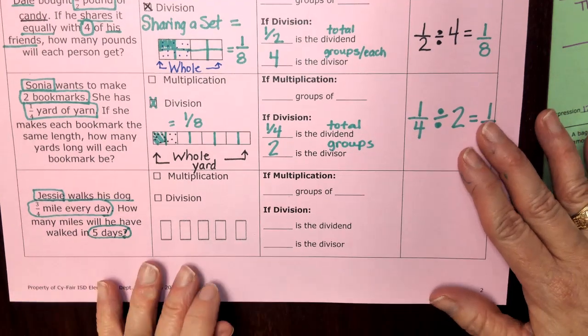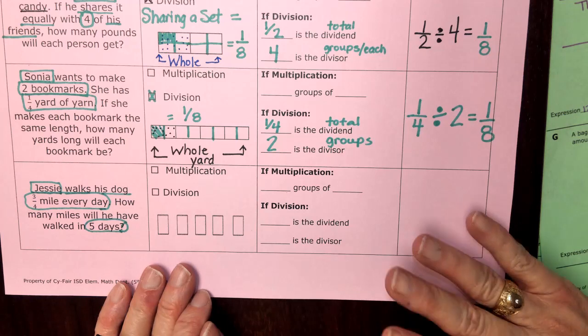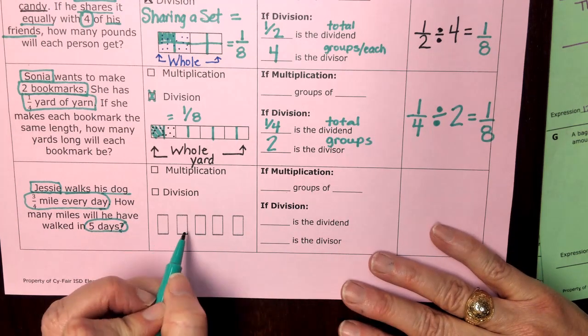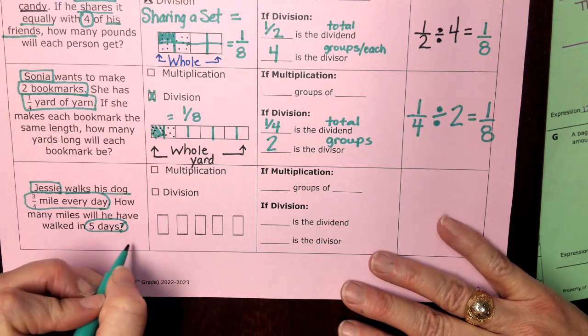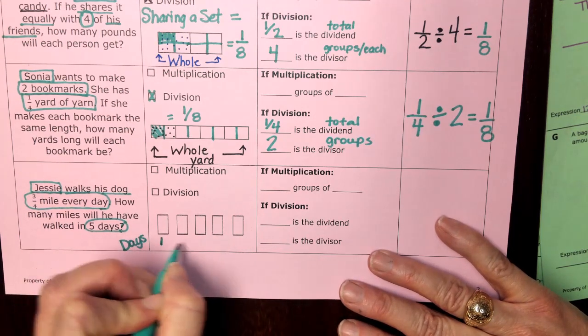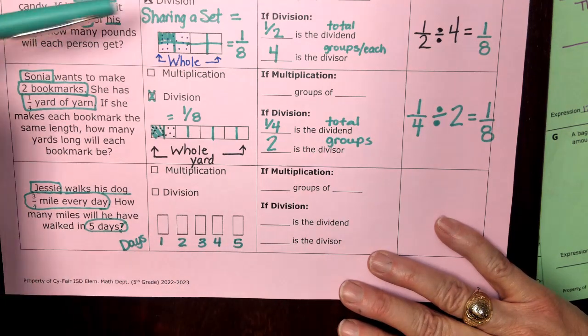So as I look at my picture, which sometimes is the hardest thing to decipher when we're trying to figure out what somebody else is doing with this picture, I see 5 individual pictures. So I know that this must be the days that we're talking about. Day 1, day 2, day 3, day 4, day 5.